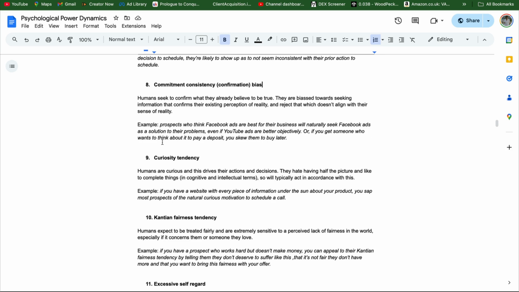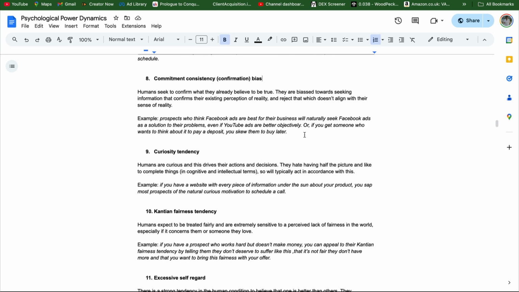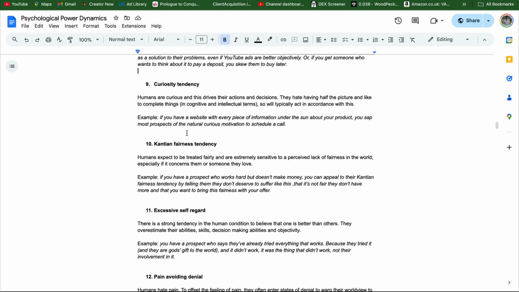Or if you get someone who wants to think about it to pay a deposit, you skew them to buy later, right? Number 9, curiosity tendency.